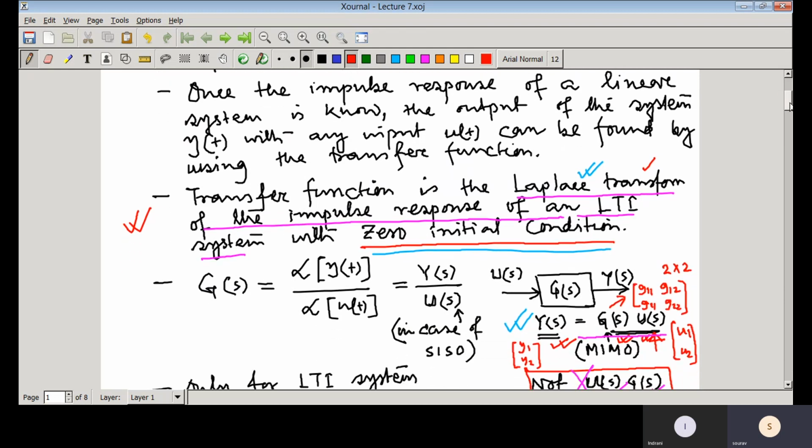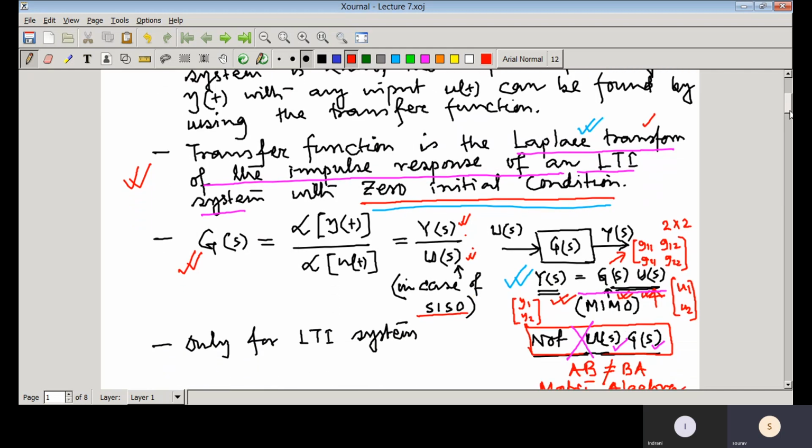Sometimes someone says that it is actually the ratio of the Laplace transform of the output variable and the Laplace transform of the input variable. But this particular definition is not correct, because this ratio of output variable by input variable only holds in the case of a SISO system, single input, single output. As I have pointed out, the transfer function is also applicable for multi-input, multi-output systems.